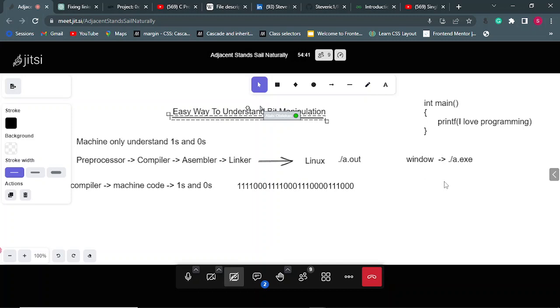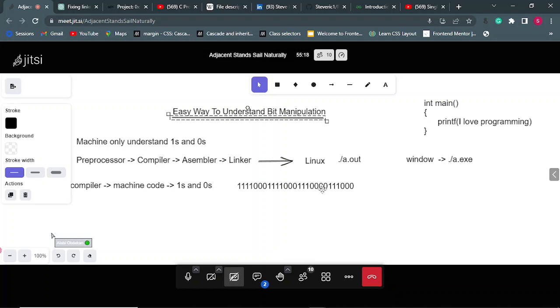All right. So now, look at it. Int main printf I love programming. This is when I compile the code into machine code. Look at it. It gives me ones, 111 000 111 000 like that. So this has now been compiled into machine code, what my machine understands. Now after it has been compiled into what my machine understands, the machine will now do the necessary thing.